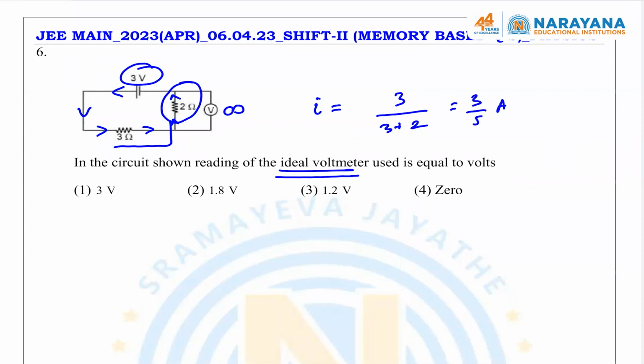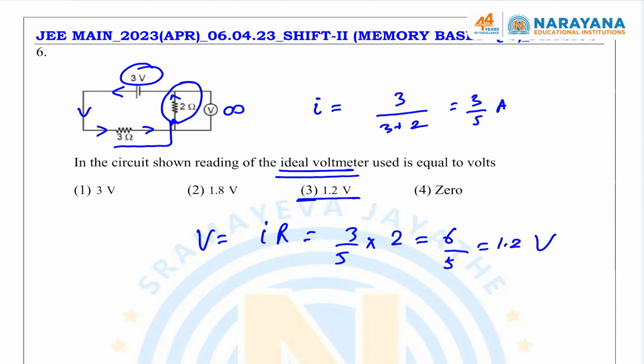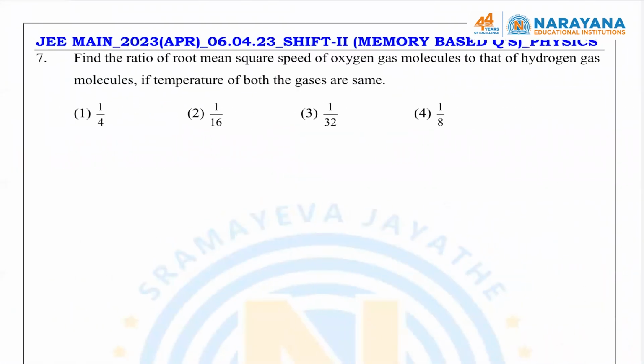Now the voltage drop across this 2 ohm resistor will be I times R. That is 3 by 5 into resistance, which is 2 ohm. So that is 6 by 5, which is 1.2. So the answer is 3. Option 3 is the correct answer. Okay, let's go to the next question.